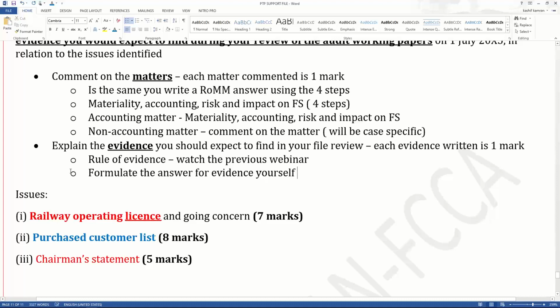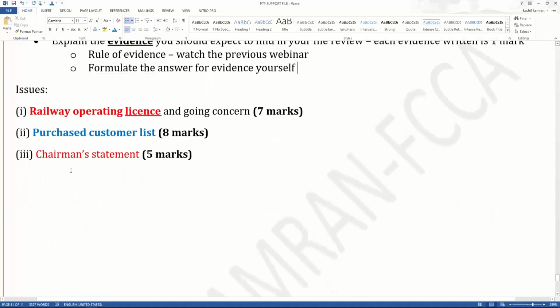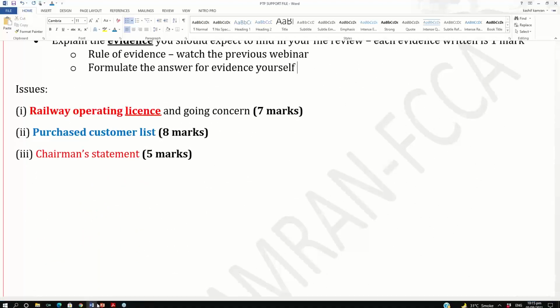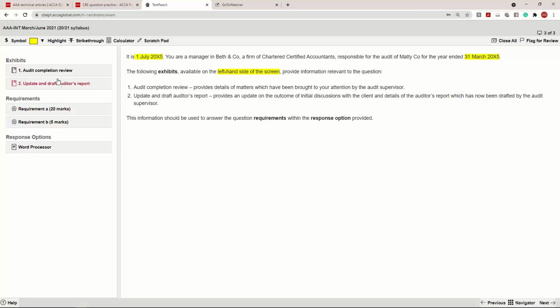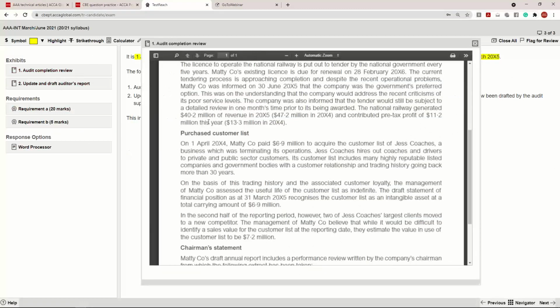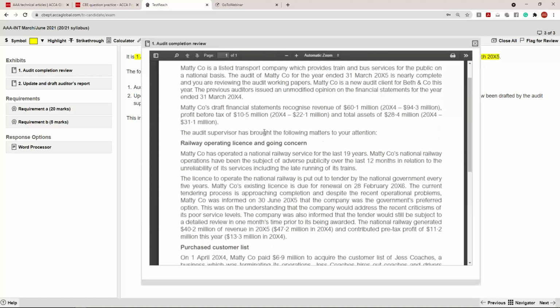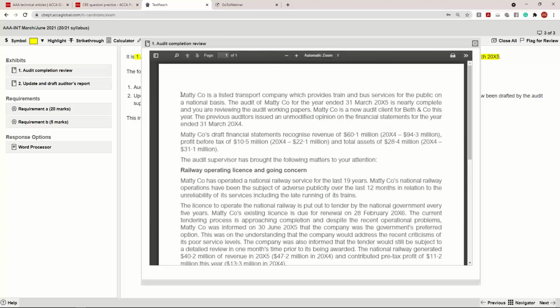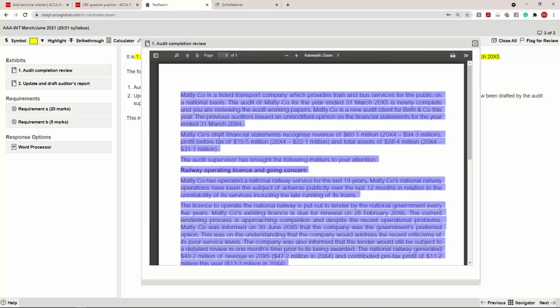Okay, let's go down first with the railway operating license. 7 marks. Comment on the matters. Okay, let's take on the practice platform. Audit completion and review. So in audit completion and review, we have the first paragraph here, which is about this.